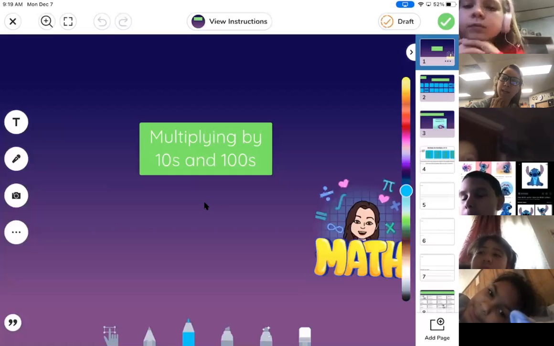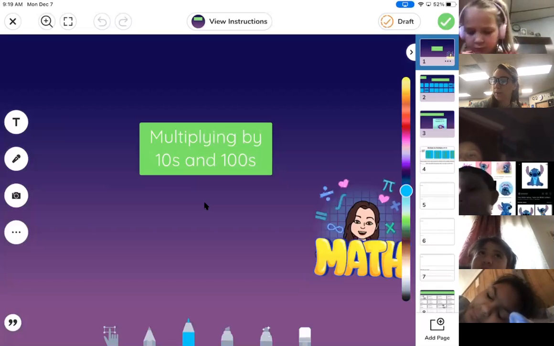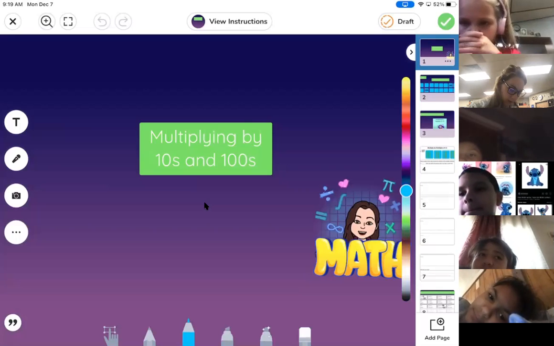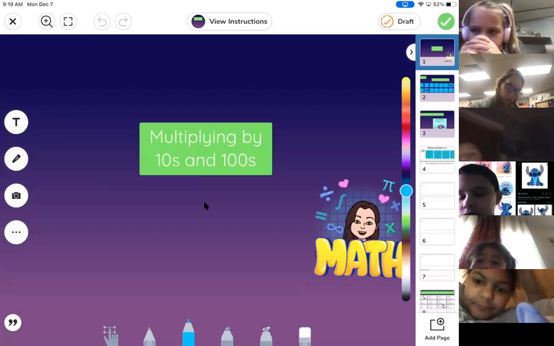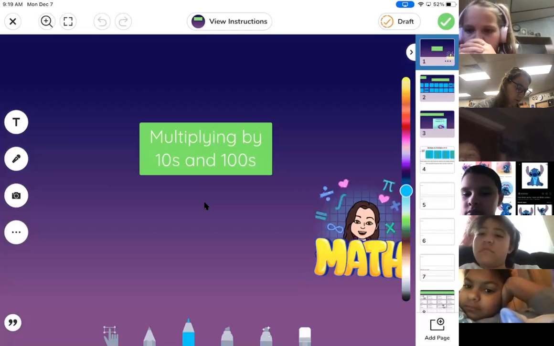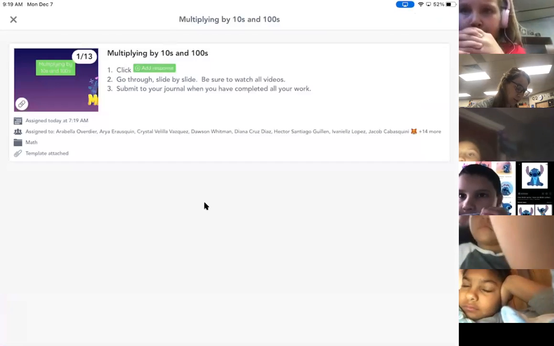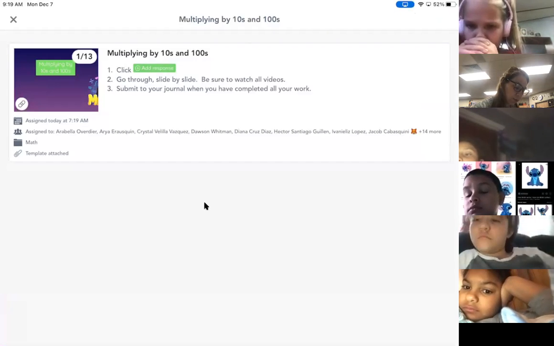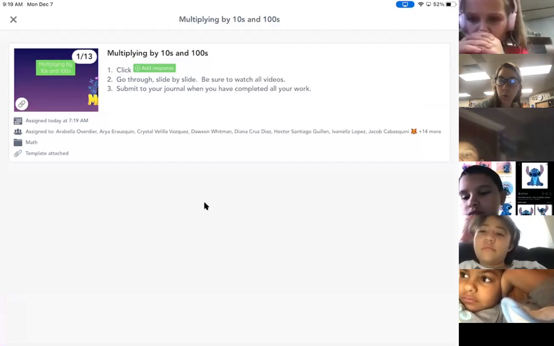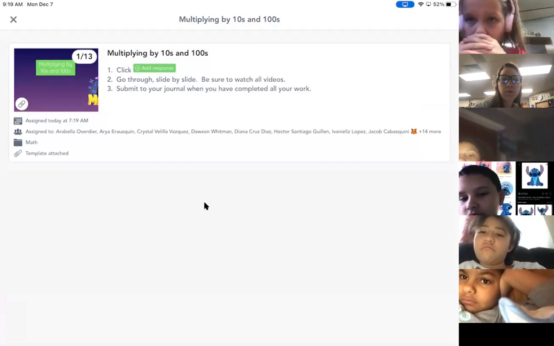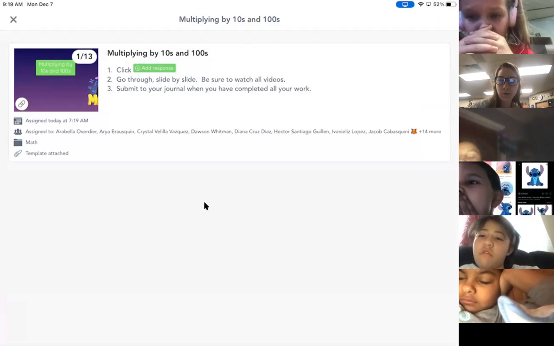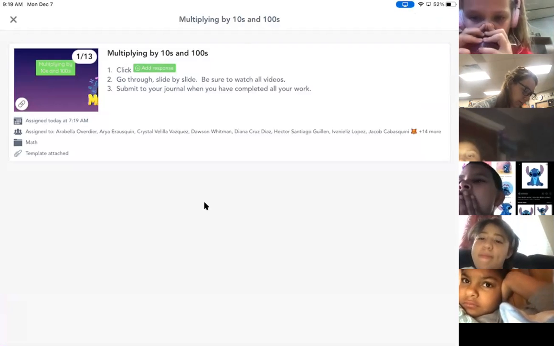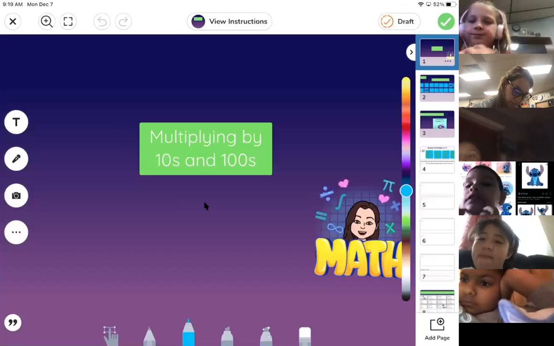We're multiplying by tens and hundreds because, like I said, we work with a base 10 number system here in the United States. We're going to first go over the directions. It says click add response. Go through slide by slide. Be sure to watch all the videos. Submit to your journal when you have completed your work, because once you submit it, I will grade it. If you don't submit it, you get a 0. It's very, very simple. I love it. Love how simple things are.